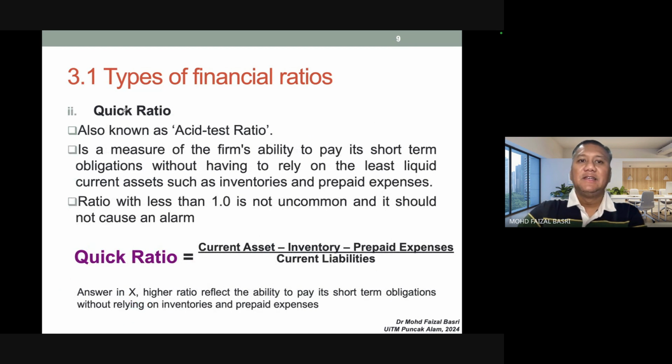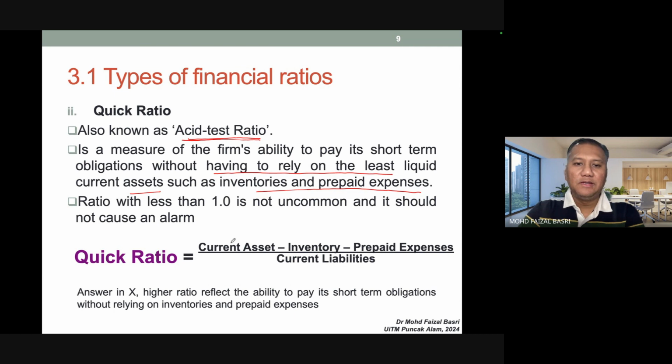So the second is quick ratio, which is also known as the acid test ratio. So this is the other name for the quick ratio. Some books ataupun some questions mungkin guna perkataan quick ratio, some might use the acid test ratio. Both are actually referring to the same thing. So sama macam current ratio tadi, it is to measure the ability to pay short-term obligations. Cuma when we talk about quick ratio, we add this element without having to rely on the least liquid assets, especially the inventories and also the prepaid expenses.